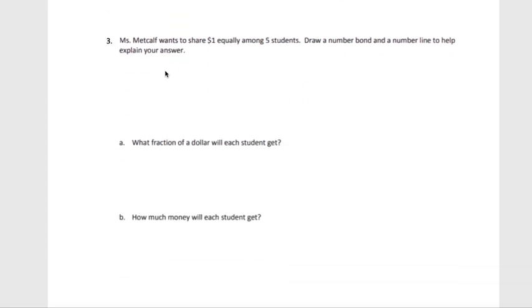Number 3 says, Miss Metcalf wants to share $1 equally among 5 students. Draw a number bond and a number line to help explain your answer. So part A says, what fraction of a dollar will each student get? So if you go from 0 to 1 and you have 5 students, you will be breaking it apart into fifths. So you are able to label that number bond and number line in fifths.